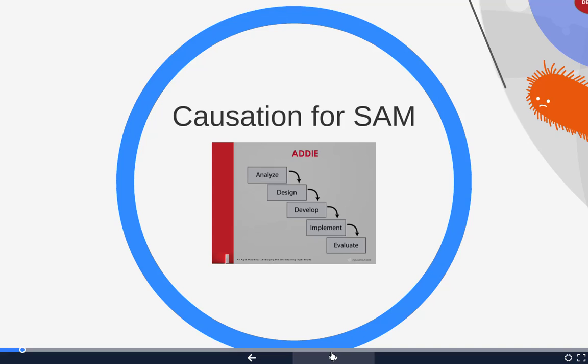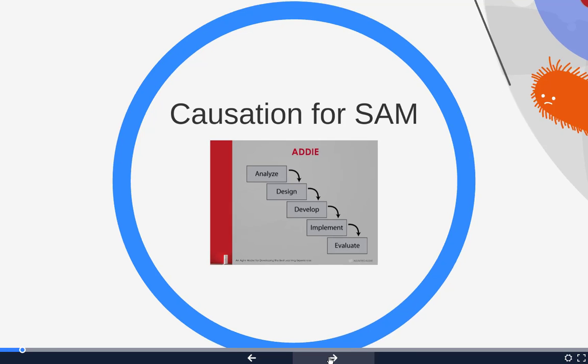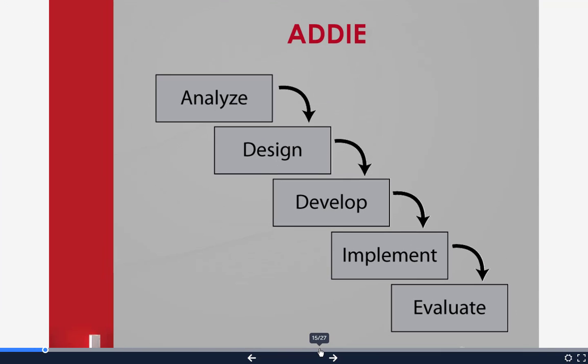So the successive approximation model was drawn up by a gentleman by the name of Dr. Michael Allen. Now, before we go too deep into this, Addie has some meaning behind it. The very first block of Addie is analyze, followed by design, and then develop, implement, and evaluate. So for years, Addie was the fundamental instructional design piece.